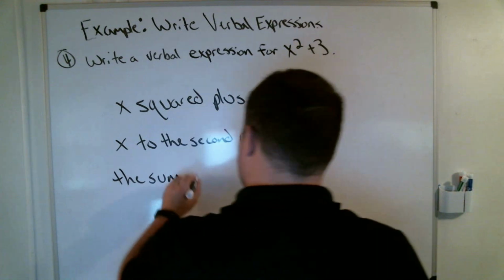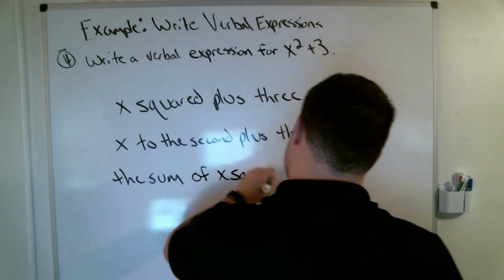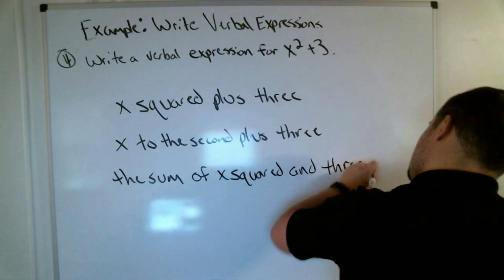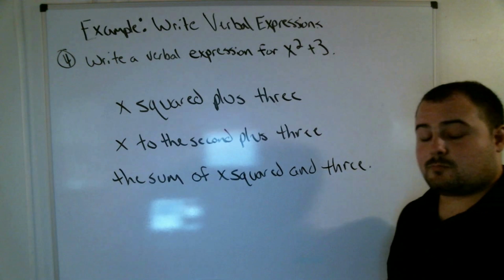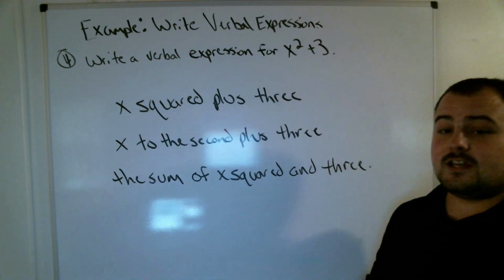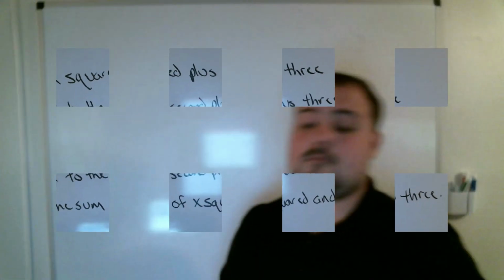So the sum of x squared and 3 is the final way that you could write this problem down. So these are the 3 different ways that you could maybe have written this. As long as you have any one of these 3 ways, you're absolutely great and you got it.